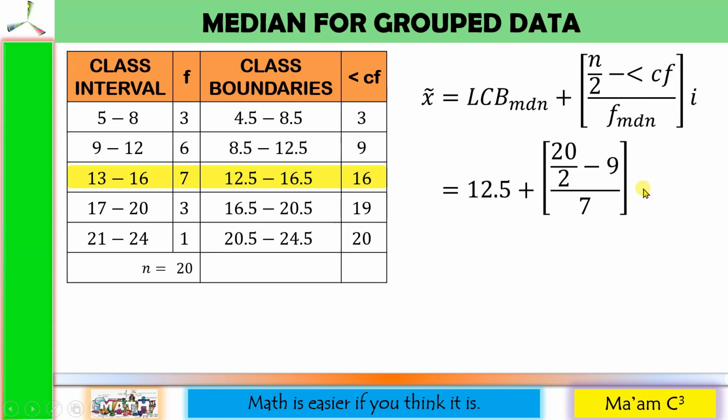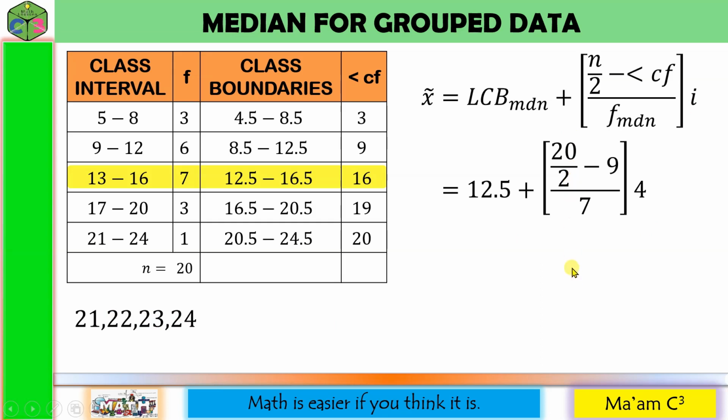To determine the class width, simply subtract 2 consecutive lower limits or 2 consecutive upper limits. Example, 21 minus 17 is 4. 17 minus 13 is also 4. 20 minus 16 is 4. 16 minus 12 is also 4. Or if you want, you can also count from the lower limit up to the higher limit. Let's have an example. 21 to 24. So that would be 21, 22, 23, 24. 1, 2, 3, 4. So our class width, I, is equal to 4.